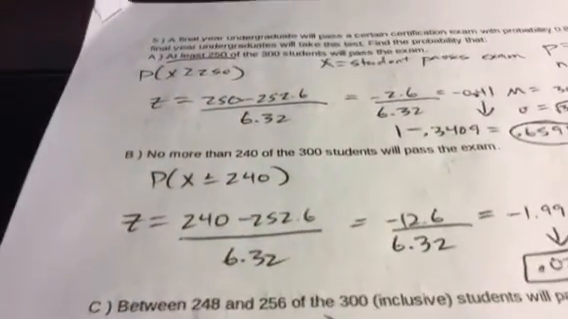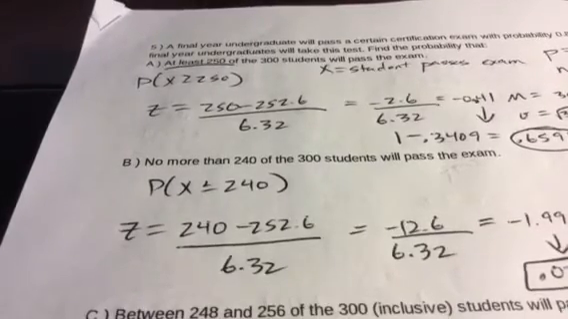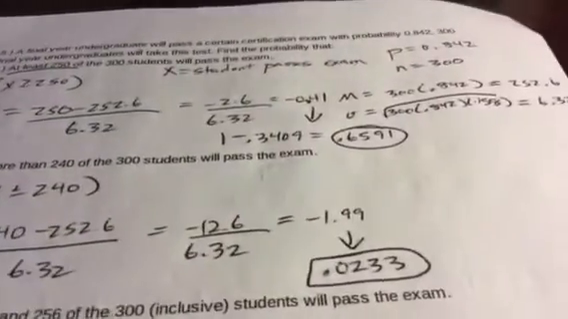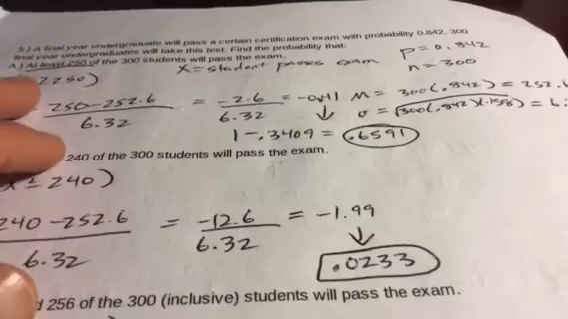No more than 240, that means less than or equal to 240. I do 240 minus the mean over my standard deviation. Get a z-score of negative 1.99. Less than or equal to that means I keep that area that z-score tells me, 0.0233.